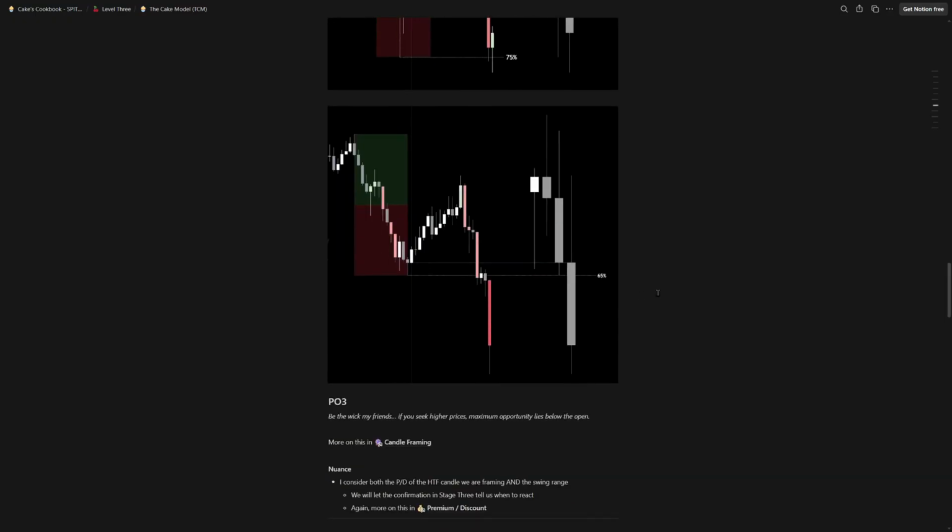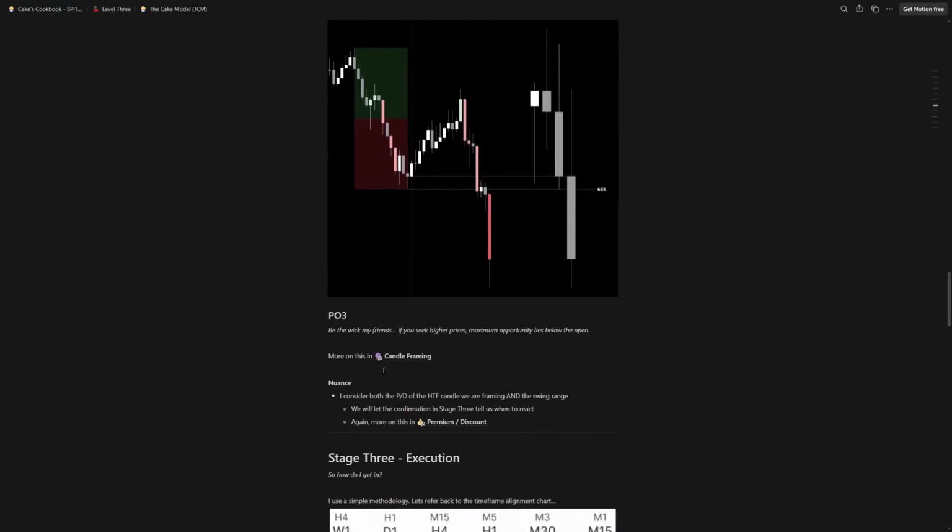75%. So, power 3. Be the wick, my friends. If you seek higher prices, maximum opportunity lies below the open. Inversely, if you seek lower prices, maximum opportunity lies above the open. Okay, more on this in candle framing. I don't need to go over this right now. I've already covered every element of what you're seeing right now. This is just the overarching framework.